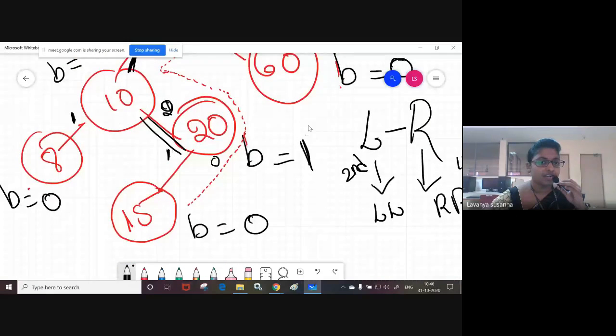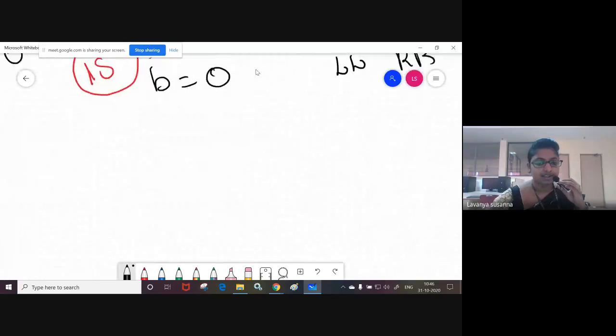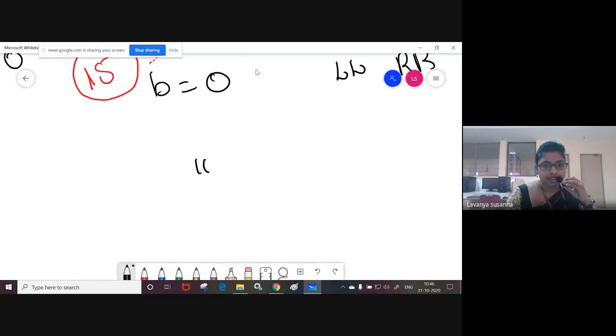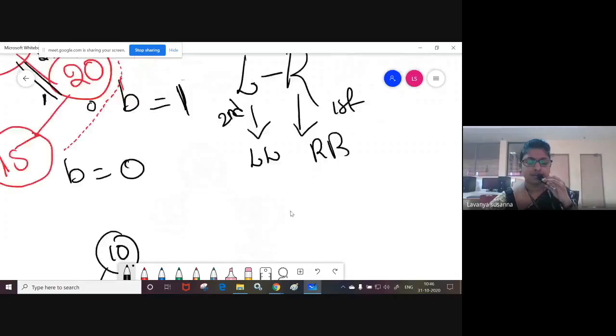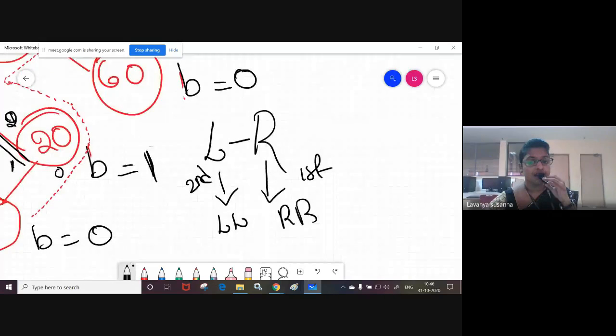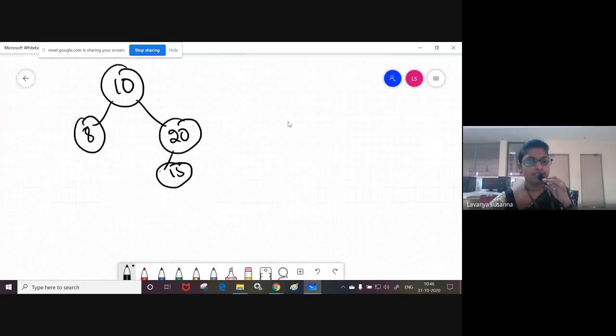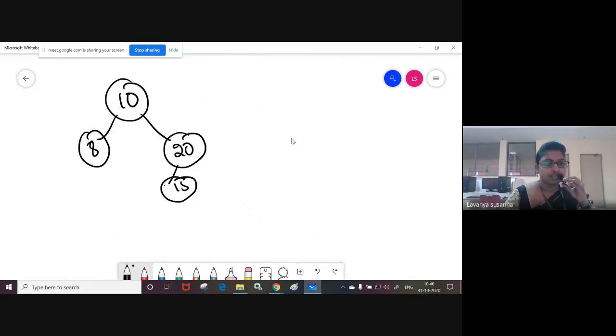10, 8, 20, 15. Once again, note down: 10, 8, 20, 15. First, what do you need to apply? See, LR rotation. RR you need to apply. RR means you need to rotate left.